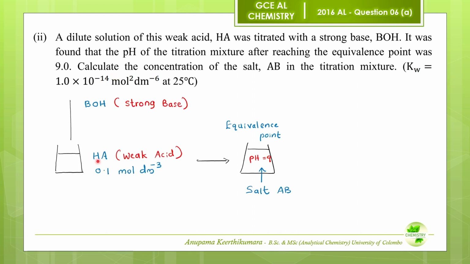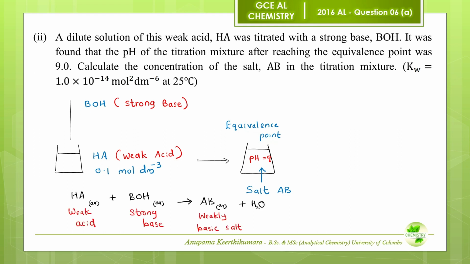This is a strong base weak acid titration. The neutralization reactions between weak acids and strong bases produce weakly basic salts. According to the given question, HA reacts with BOH to produce this basic salt AB. Now we will move to this equivalence point. Equivalence point is the point at which stoichiometric amounts of these reactants are exactly reacted.